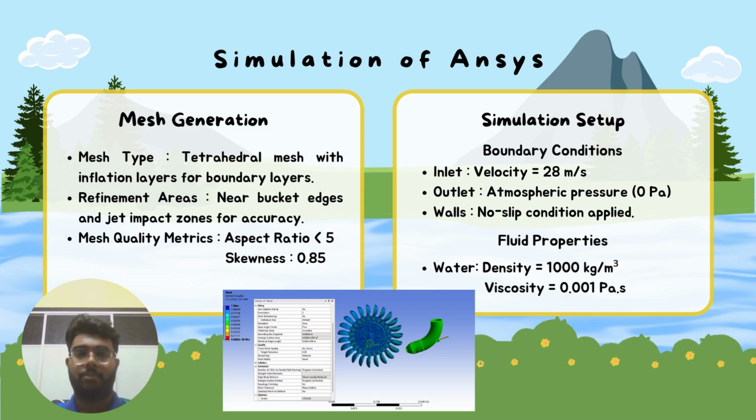After meshing was done, the model was set up in ANSYS Fluent. Boundary conditions were applied as follows. The velocity for the inlet was 28 meters per second. The outlet was set to atmospheric pressure, and the no-slip condition was used on the turbine walls to account for frictional effects. The fluid properties of the water were defined with a density of 1000 kg per cubic meter and a viscosity of 0.001 Pascal-seconds.